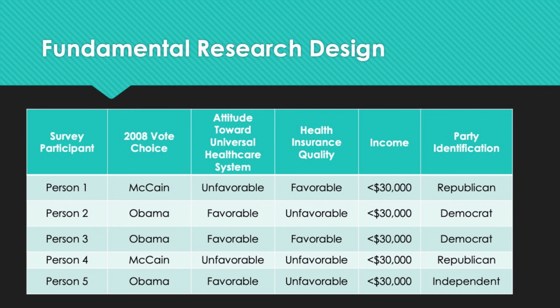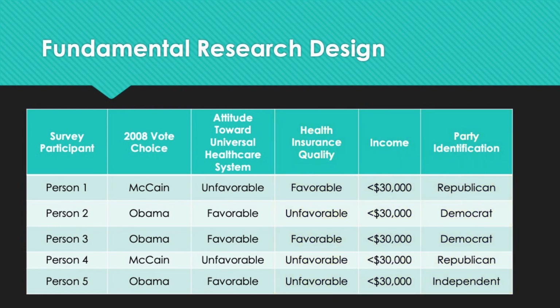Next, I asked participants to tell me how they felt about universal health care. Remember, this is my primary independent variable of interest. I think that this is going to play a big role in explaining why people voted for Barack Obama or not. But I know that attitudes about healthcare aren't the only thing that matter when it comes to how people make their voting decisions. So I also ask a series of other questions that will help us understand exactly why someone voted the way that they did.